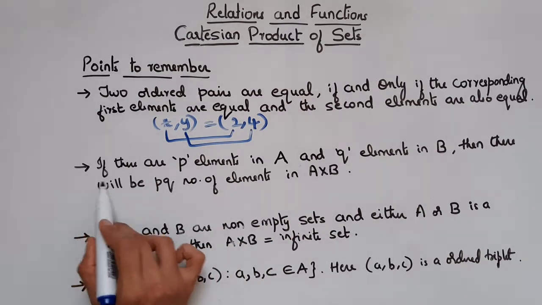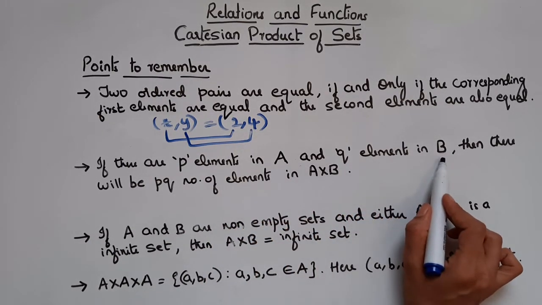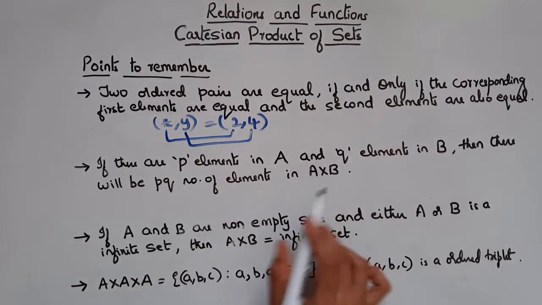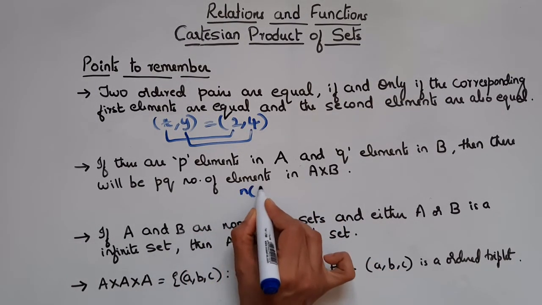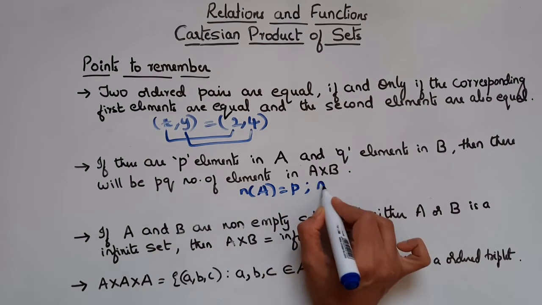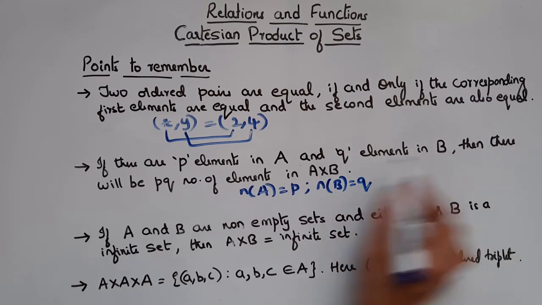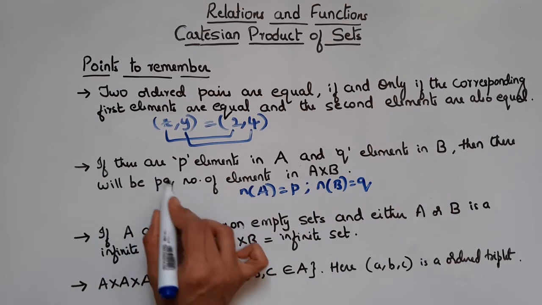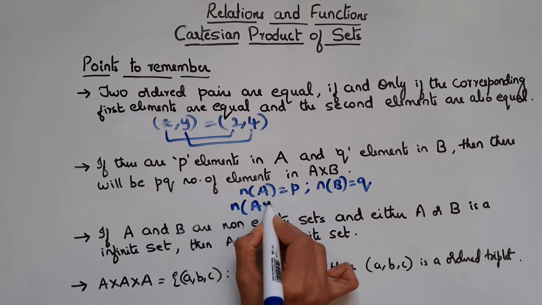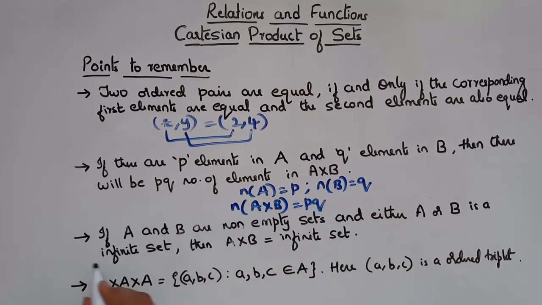Here it says if there are p elements in set A and q elements in set B, then there will be p into q number of elements in A cross B. That means if the number of elements in set A is p, and the number of elements in set B is q, then there will be p into q number of elements in A cross B. Now let's move on to the third point.